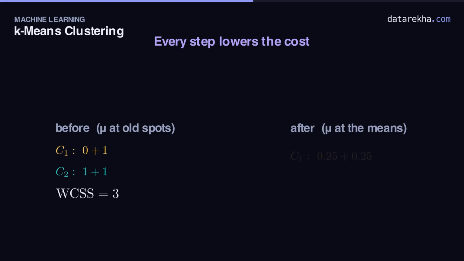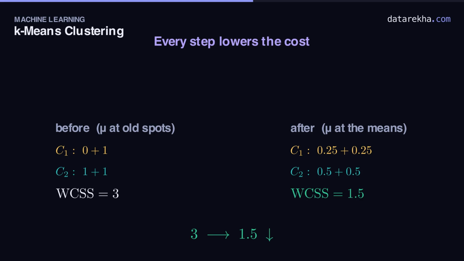After sliding each centroid to its cluster's mean, recompute. Now cluster 1 gives a quarter plus a quarter. Cluster 2 gives a half plus a half, a total of just 1.5. The cost fell from 3 to 1.5. And that's no fluke. The mean is, by definition, the point that minimizes squared distance to a set.